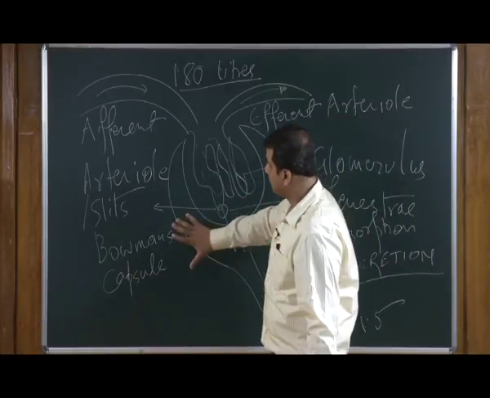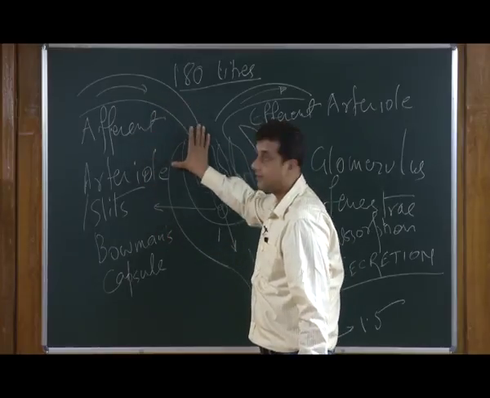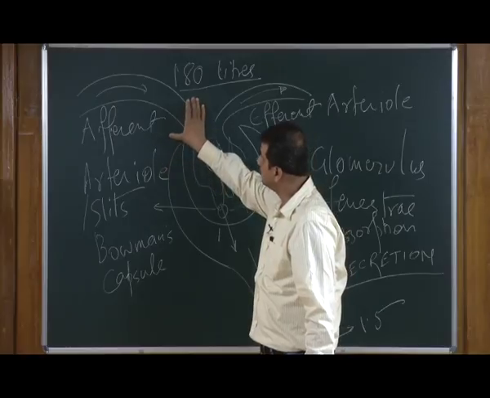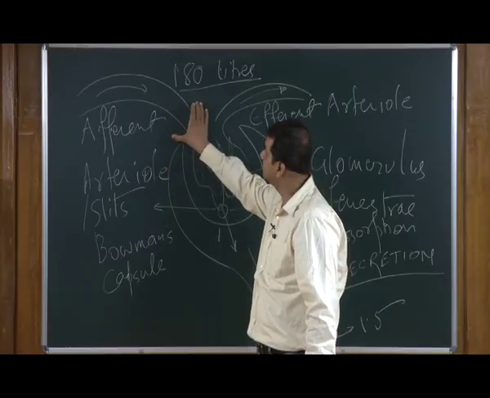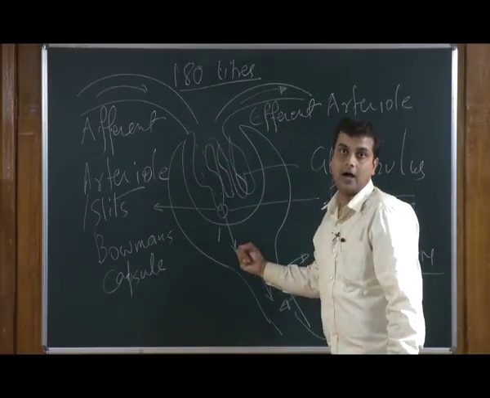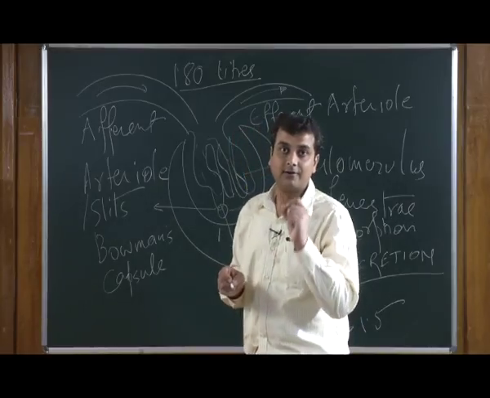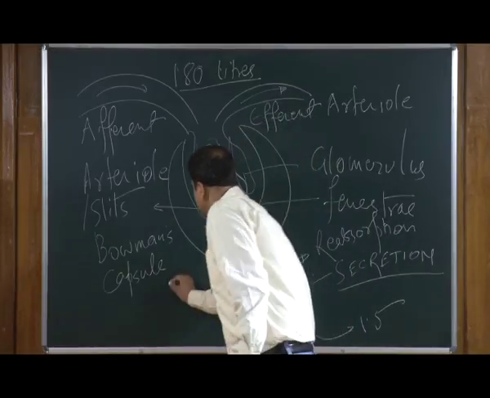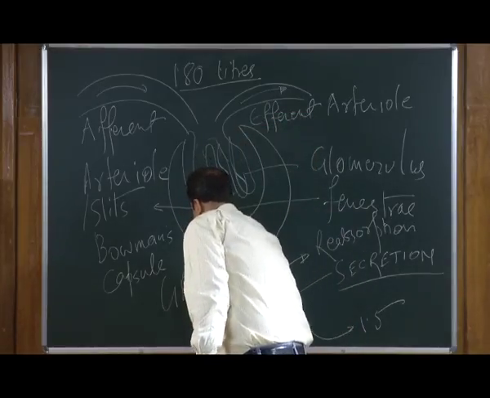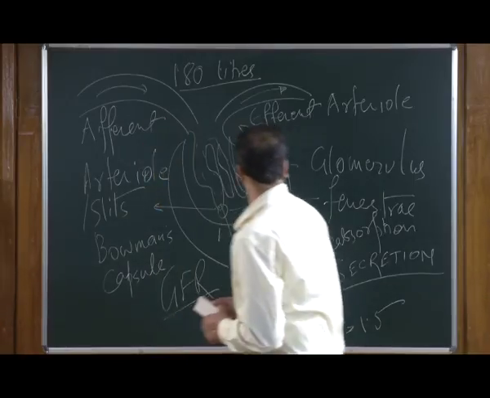So the first thing we need to understand is that the blood is coming from the afferent arteriole, and that is having certain pressure. The blood pressure is there, and because of this pressure only, the things are getting filtered out, and this is measured as the glomerular filtration rate. So glomerular filtration rate, GFR.